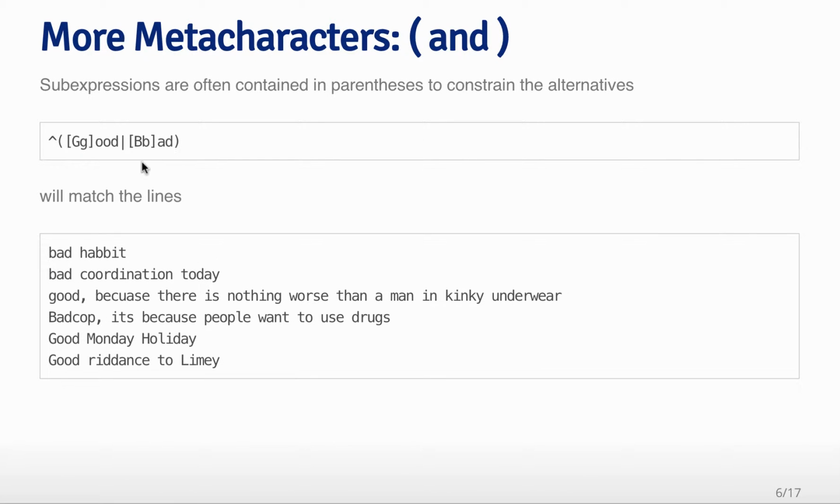An alternative is to include parentheses to constrain the alternatives. So here we're looking at the beginning of the line, and you have to have either good or bad, lowercase or uppercase, at the beginning of the line. But in this case, we've now constrained it, so even if we're looking for bad, it has to be found at the beginning of the line.